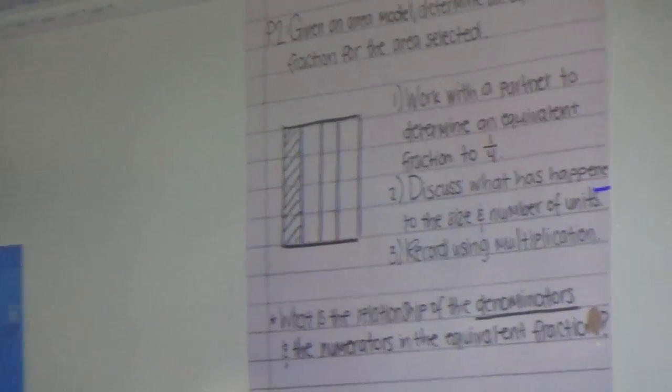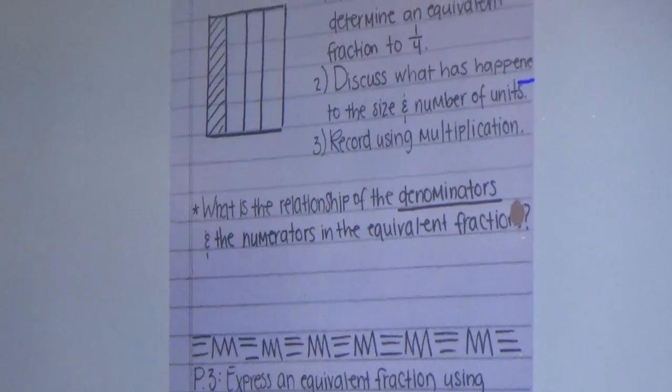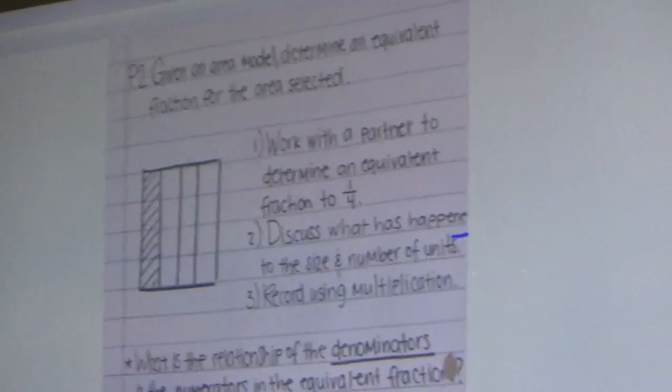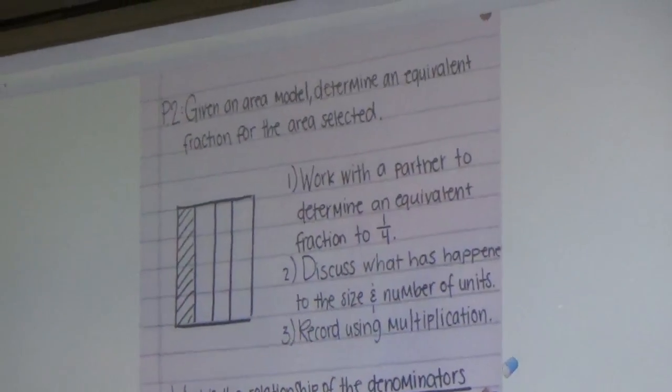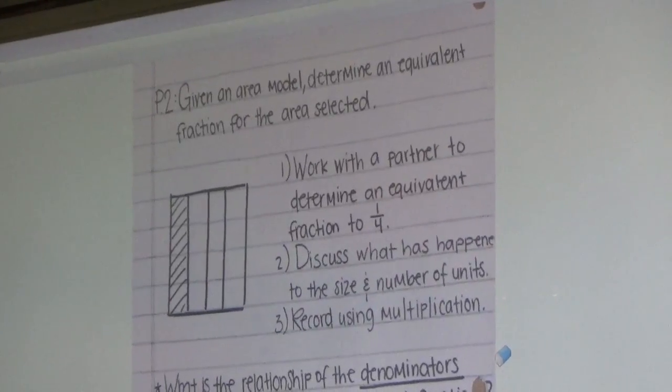Given an area model, determine an equivalent fraction for the area selected. Number 1, it says 1/2. Work with a partner to determine an equivalent fraction to 1/4. Does it say how many rows you have to put? No. You decide with your friend. It says discuss what happened to the size and number of units. That means that I need to hear a little talk and record using a multiplication sentence, just like we did. Are you ready? Yes.